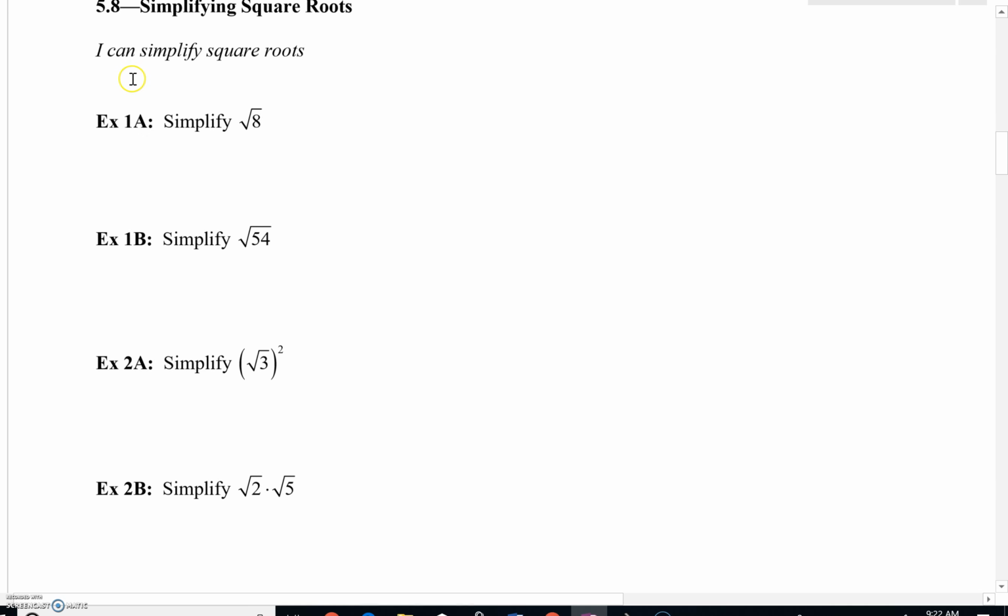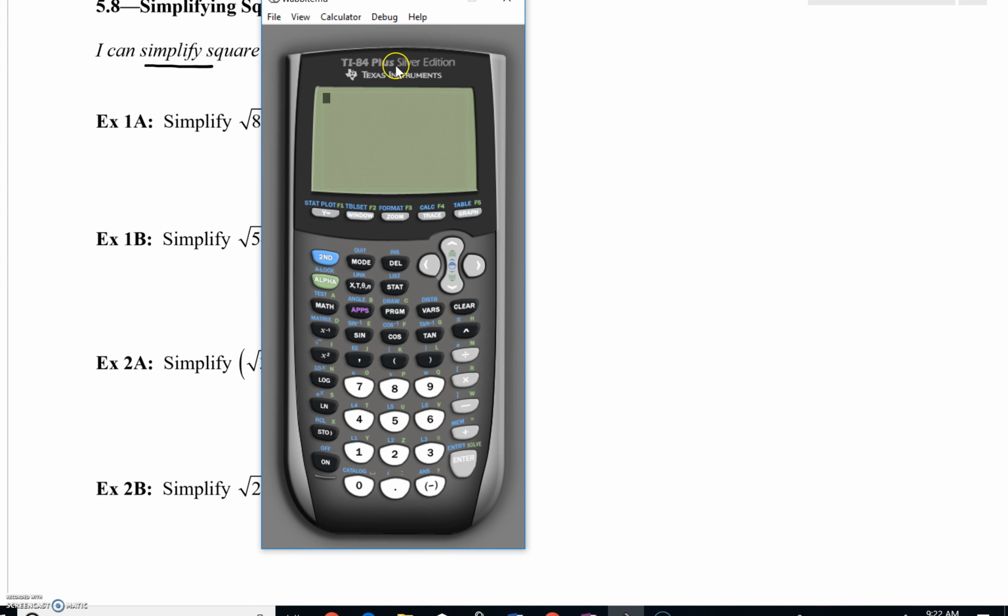Algebra 2, we're looking at lesson 5.8, and notice we're given a learning target to simplify. I can simplify or reduce square roots. I think it's so important to realize what we're not doing.